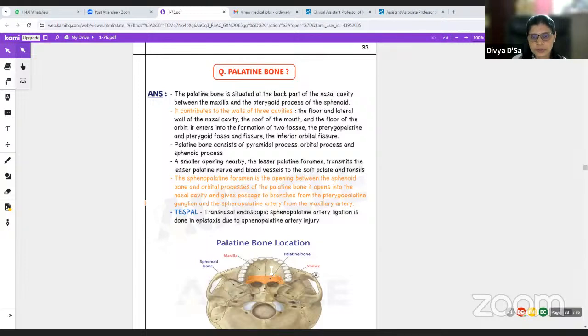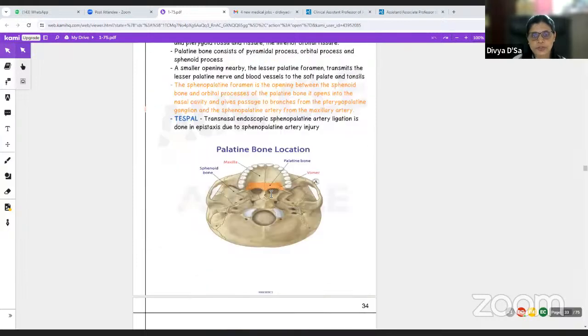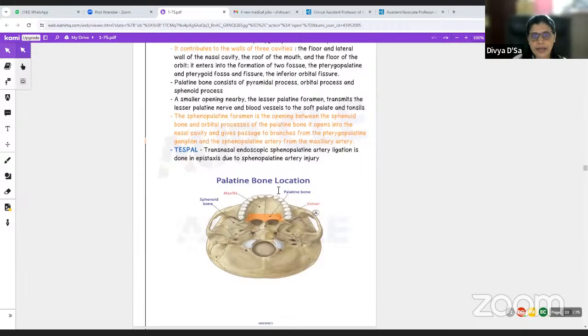Okay, so basically, it will enter into the formation of these 2 fossae, that is the pterygopalatine and pterygoid fossa. The palatine bone also consists of a pyramidal process, orbital process, and a sphenoid process. So it will have 3 processes: the pyramidal, orbital, and sphenoid process. A smaller opening nearby, that is the lesser palatine foramina. So here, at the posterior side, there will be a small opening.